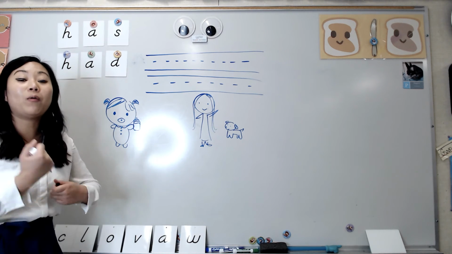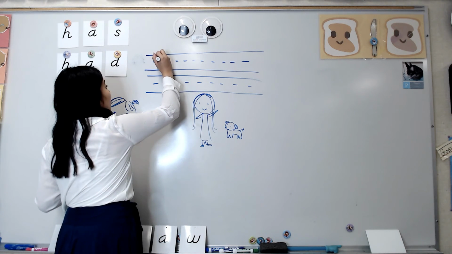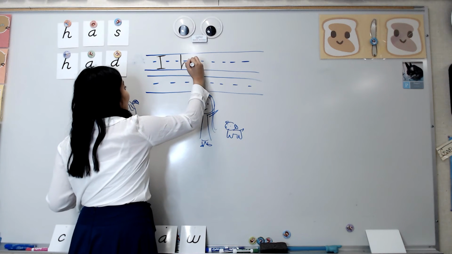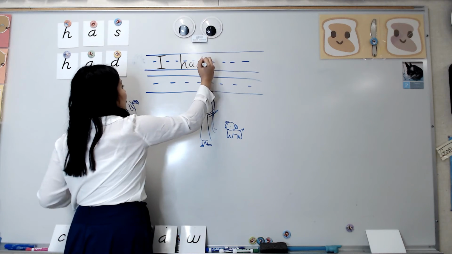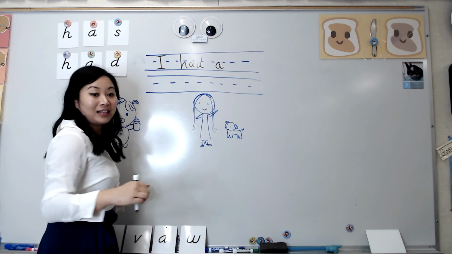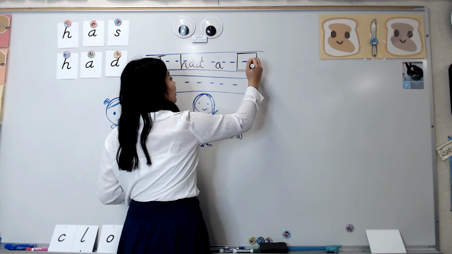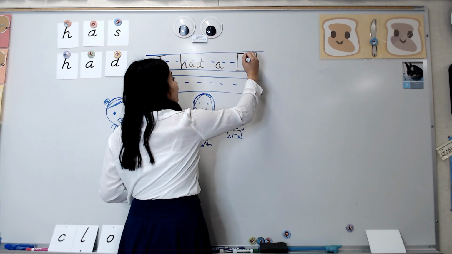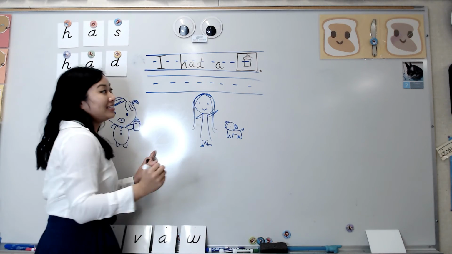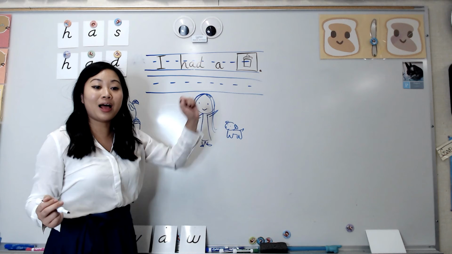When I write about what I had, I'm going to write I, 2 finger spaces, had, 2 finger spaces, a, and then I'm going to draw, just like our decodable, a little box with a bottle in it. And put a period at the end. So this sentence says, I had a bottle.